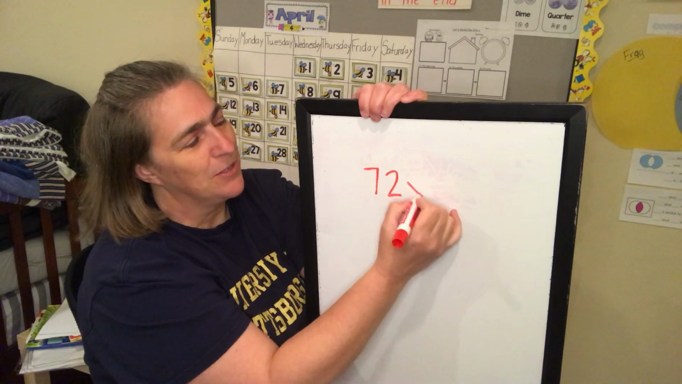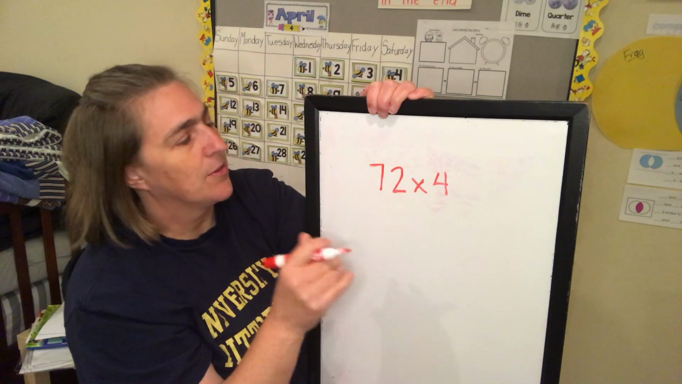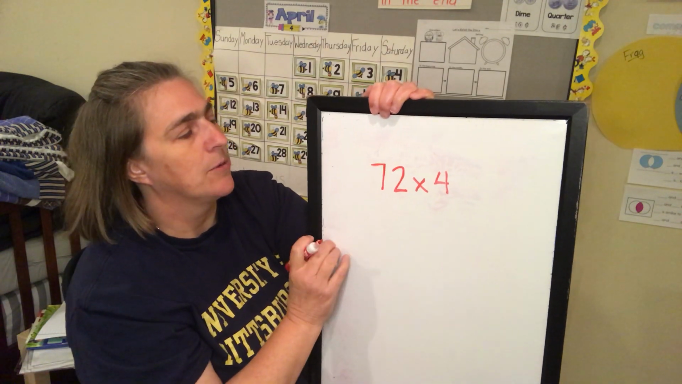So we would go 72. I tend to do 3s and 4s because they already know their 5s and they already know their 2s. So I try to force them to think just a little bit.